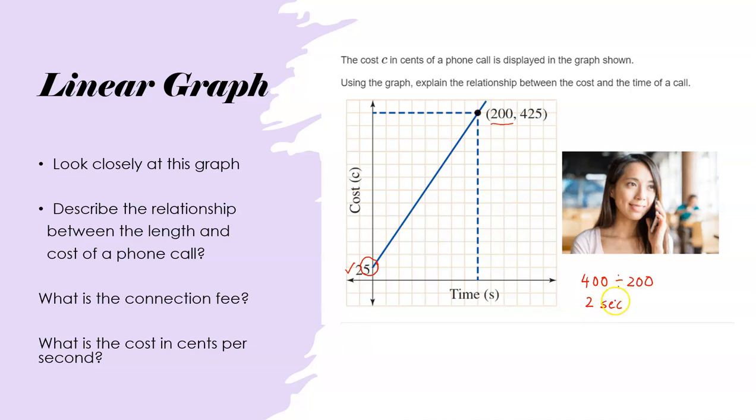So, not 2 seconds, it's going to be 2 cents. I'm being charged 2 cents for every second that I talk. So it's going to be 2 cents for every second that I talk. And I read that from the graph. If it costs me 400 cents to talk for 200 seconds, then it must be 2 cents for every second.